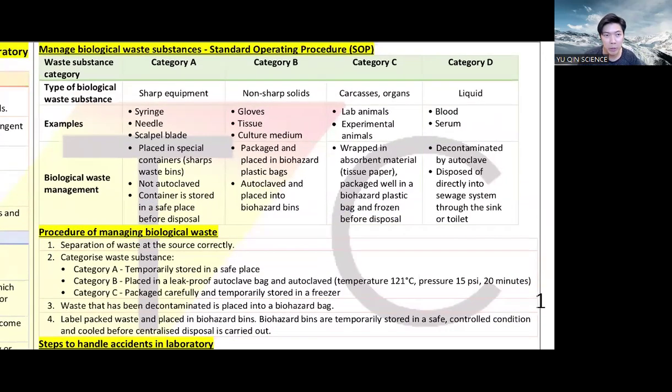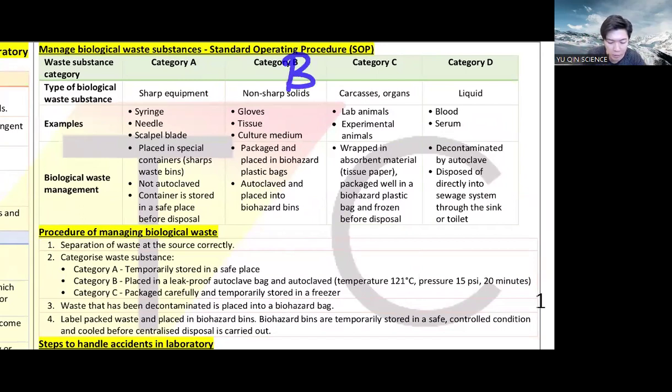Since we're here, let me quickly explain a bit. Category A, you memorize all category A are sharp equipment, because the alphabet A itself is sharp on the tip, right? That's how I remember. Try my best to remember with the name. A, sharp, so sharp items.